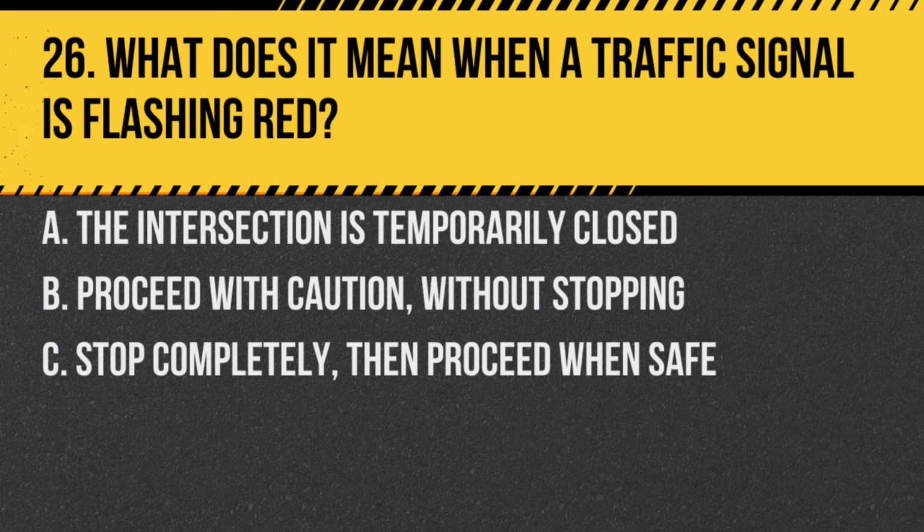Question 26. What does it mean when a traffic signal is flashing red? A. The intersection is temporarily closed. B. Proceed with caution without stopping. C. Stop completely, then proceed when safe. Answer C. Stop completely, then proceed when safe. A flashing red light at a traffic signal acts as a stop sign, requiring drivers to come to a full stop and then proceed when it's safe to do so.